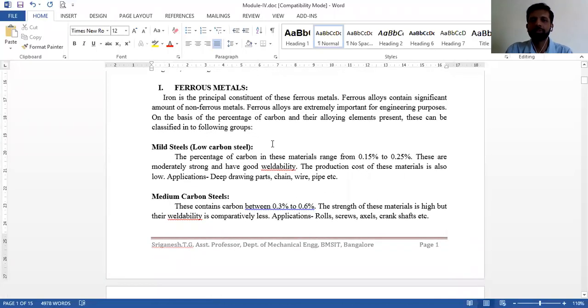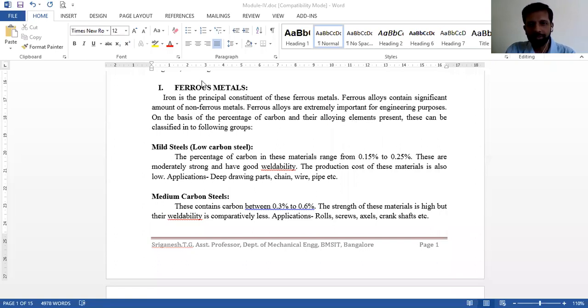Ferrous materials, as informed, are predominantly made up of iron content; the major constituent is iron. Then they are called ferrous materials. If the iron content is not present in the metal, then they fall under the category of non-ferrous materials.